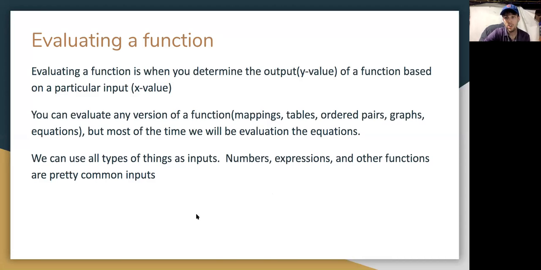So evaluating a function is when we are determining the output of a function based on a particular input. Now, the input of a function can be anything that we want. It could be a number, it could be some sort of algebraic expression, it could be another function, it can be all kinds of different things. We can evaluate functions using a mapping or using a table or using a set of ordered pairs or graphs or equations. Most of the time, it's going to be equations. We're going to have an equation, and we're going to evaluate that equation form of our function for a particular input.